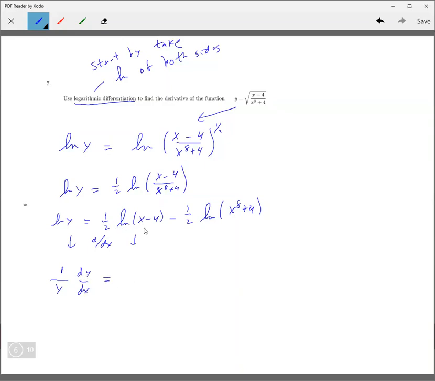Over here, we have 1 over x minus 4 times the derivative of x minus 4, which is 1. And then here we have 1 over x to the 8th plus 4 times the derivative of x to the 8th plus 4, which is 8x to the 7th.